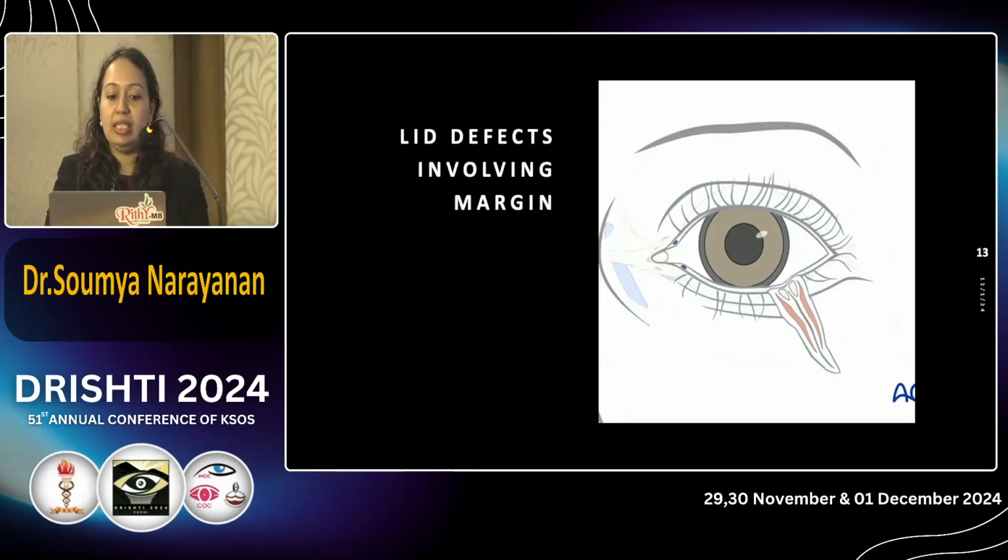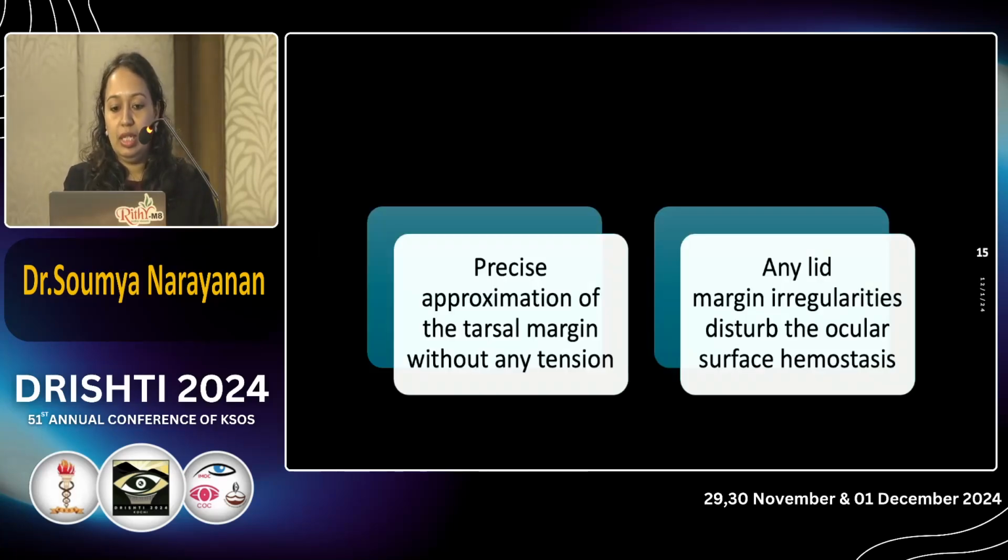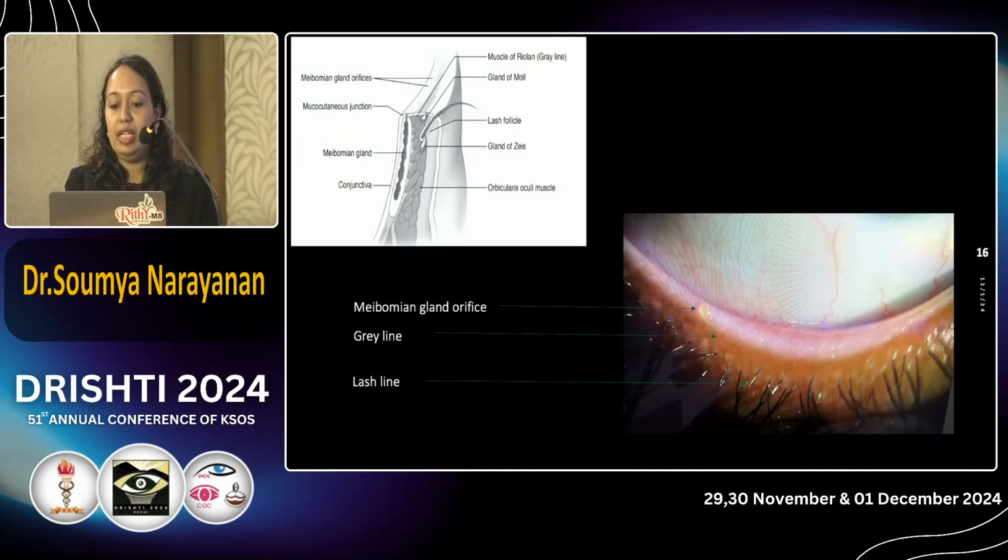Lid defects involving the margin are very important because we need a precise approximation of the tarsal margin and the tarsus, as that gives integrity to the lid, and any lid margin irregularity will disturb the ocular surface homeostasis. For that we need to know these three landmarks: the meibomian gland orifices posteriorly, the gray line in the middle, and the lash line anteriorly.